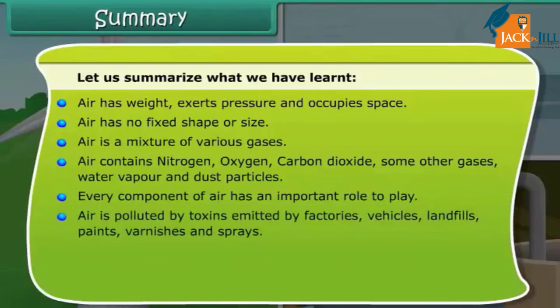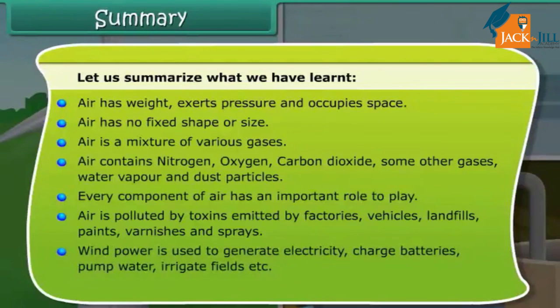Air is polluted by toxins emitted by factories, vehicles, landfills, paints, varnishes, and sprays. Wind power is used to generate electricity, charge batteries, pump water, irrigate fields, etc. Wind energy is pollution-free.